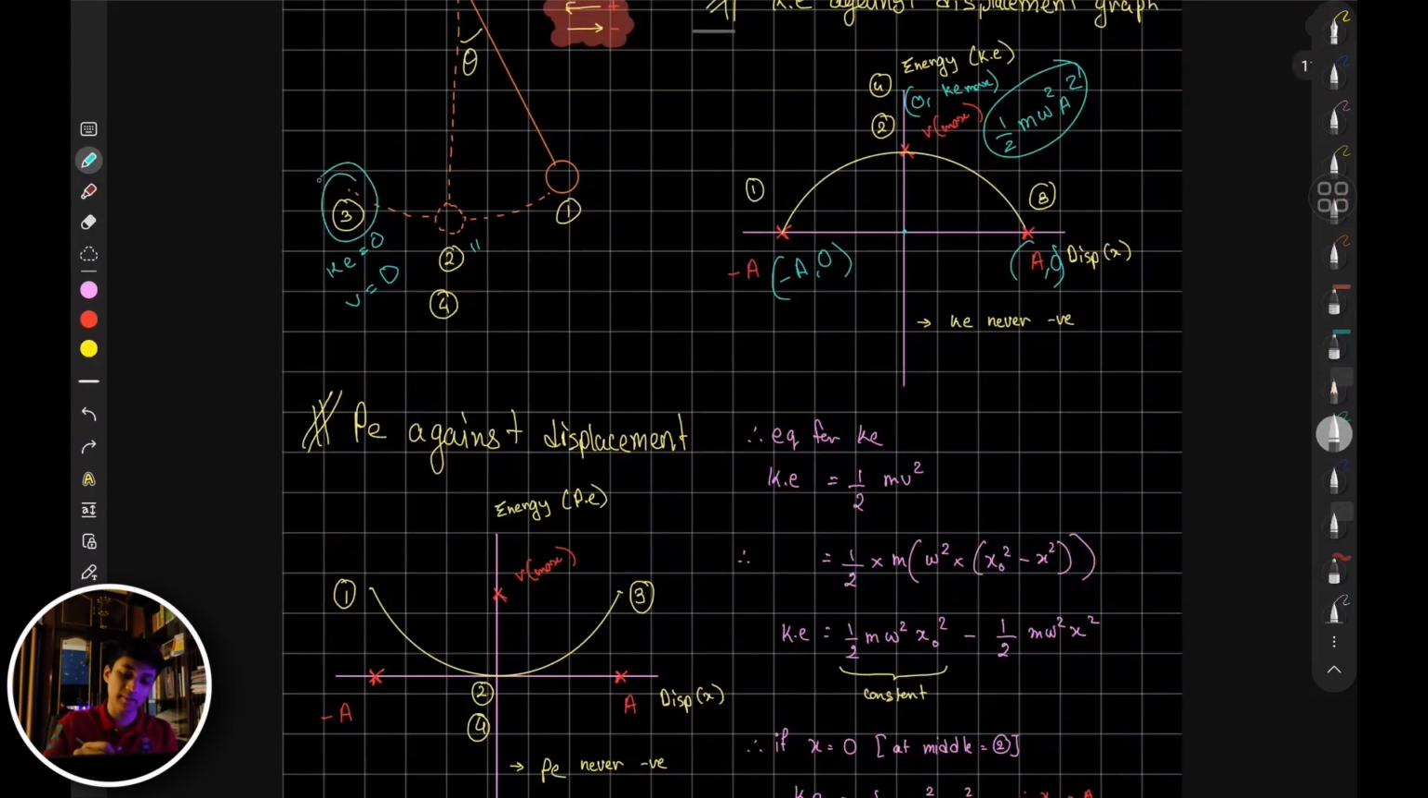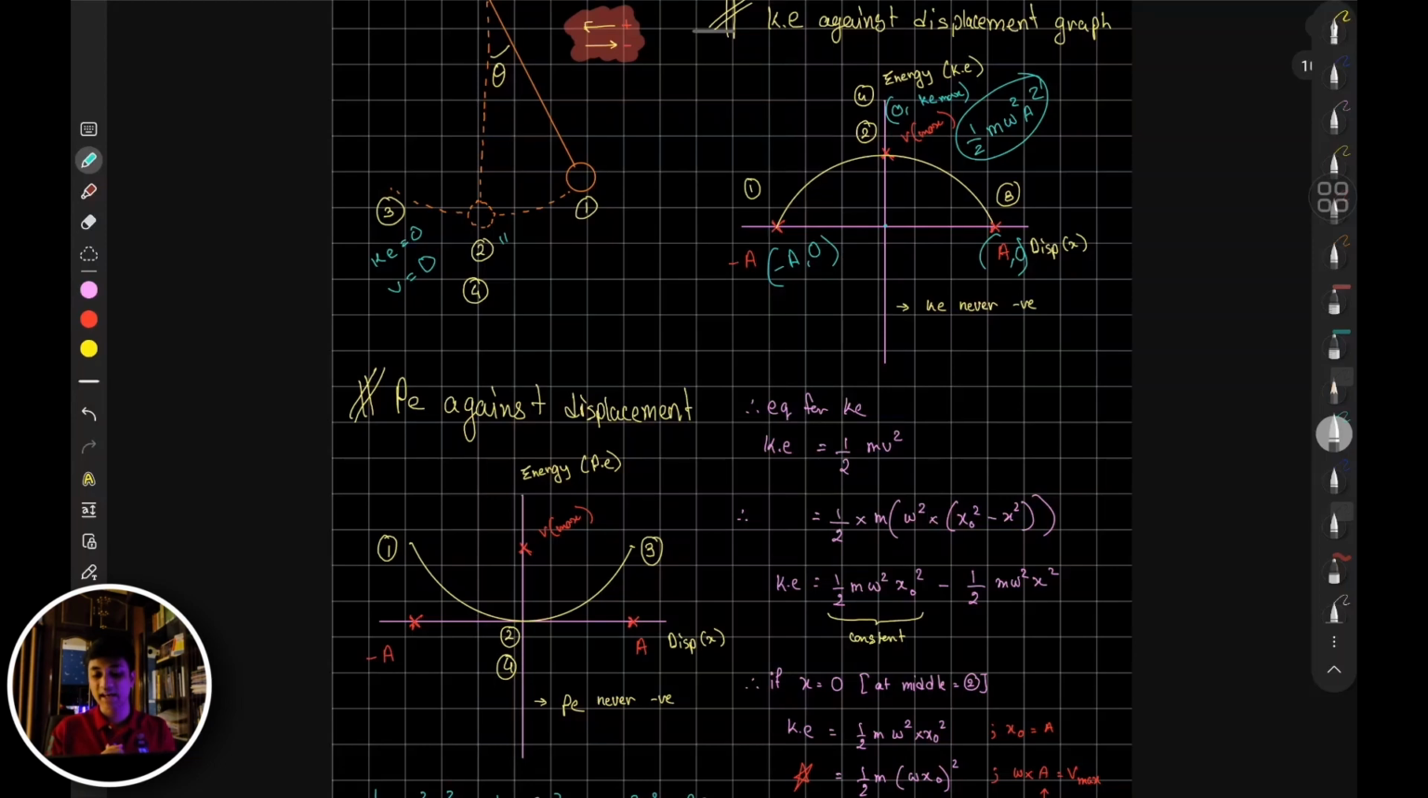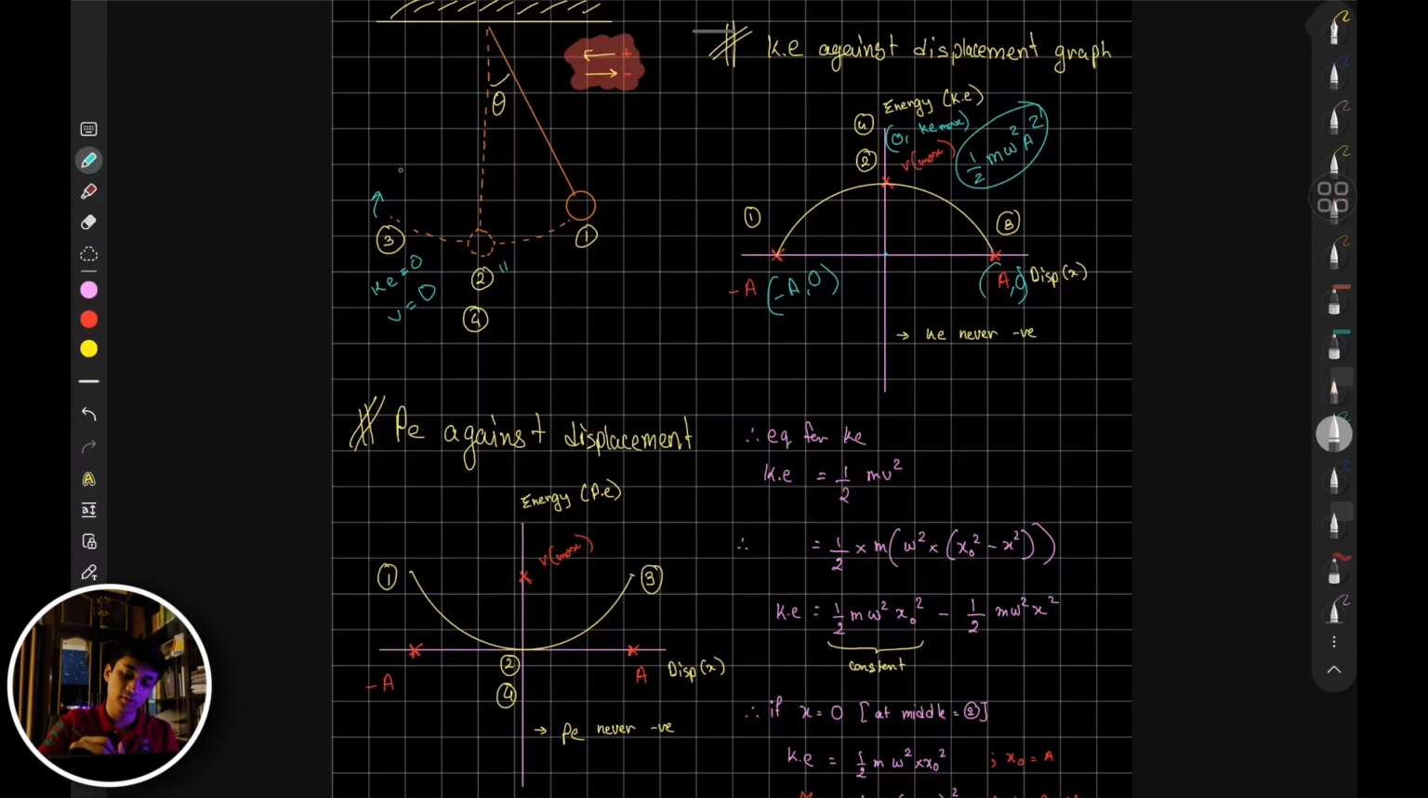Again, coming back to position 3, what's happening over here is the displacement, or the height, is maximum again. Since the change in height is maximum, the potential energy is maximum as well. If the potential energy is maximum, it is equal to, again, half m omega squared amplitude squared. So the total energy is this as well, but the kinetic energy at this point is 0. So potential energy is maximum and is plotted over here.